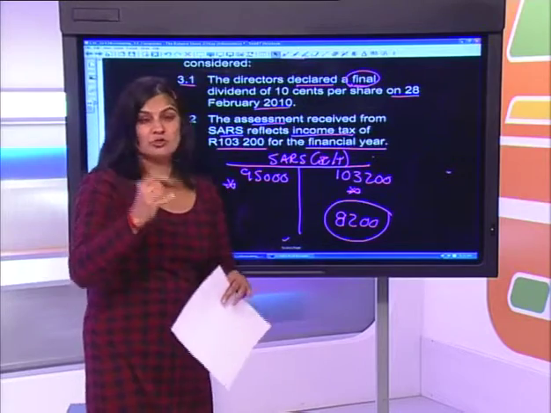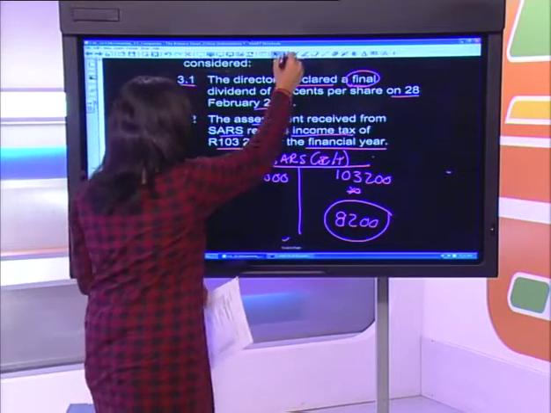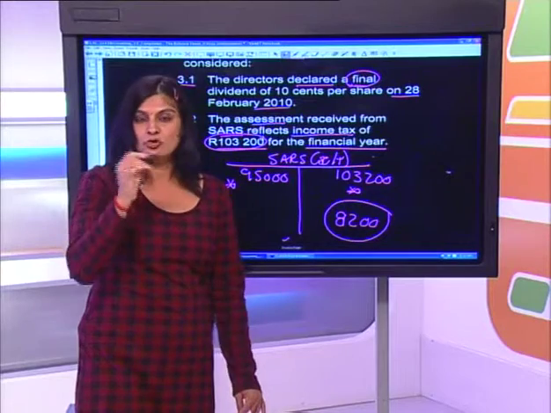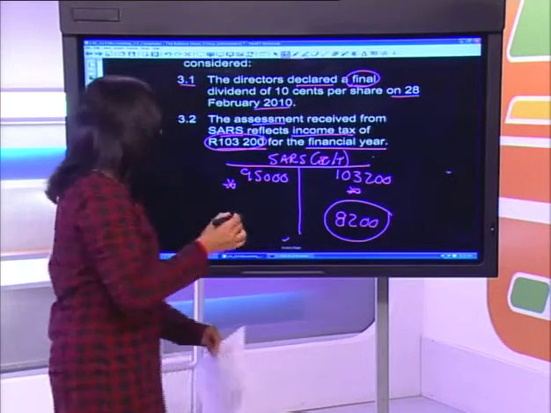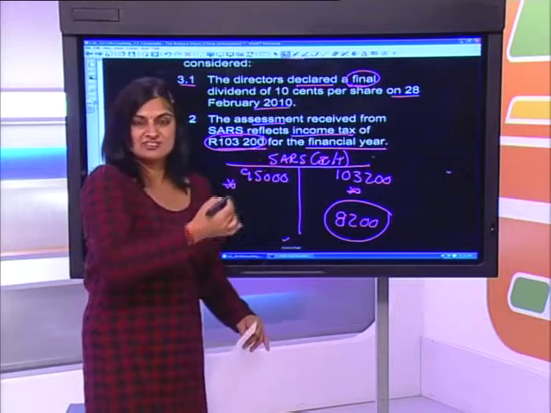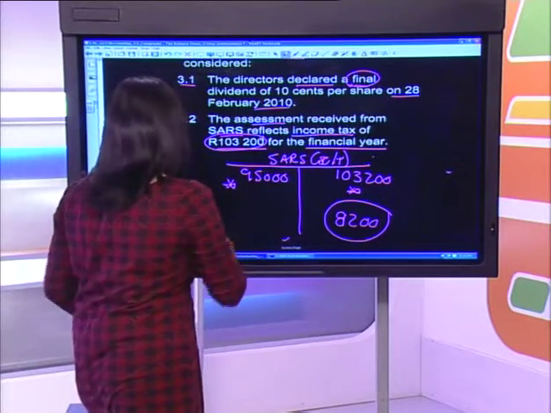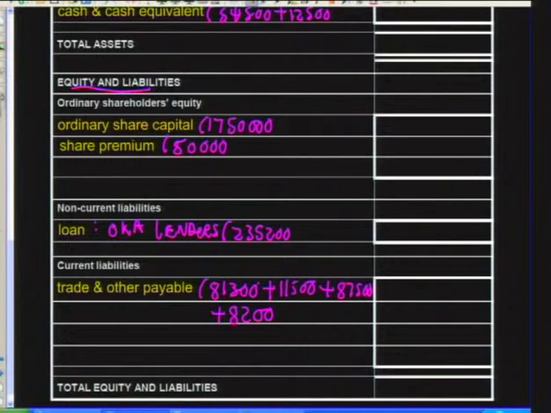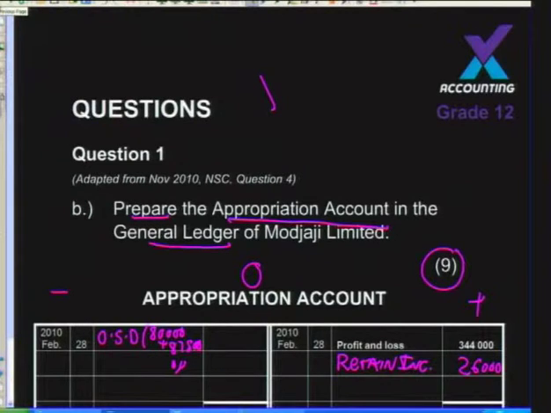Remember, we are also completing the appropriation account. So according to this information, I've been given my income tax expense for the year. And remember, in your appropriation account, on the debit side, you need to show this expense for taxation. So let's go back to our answer sheet, but this time to appropriation.